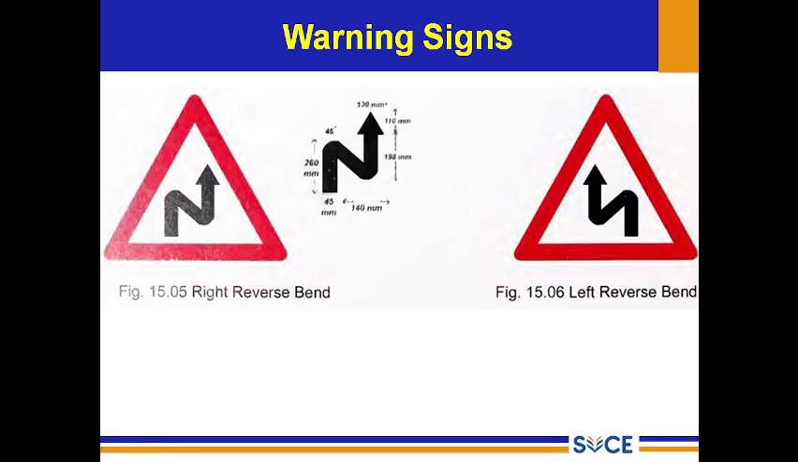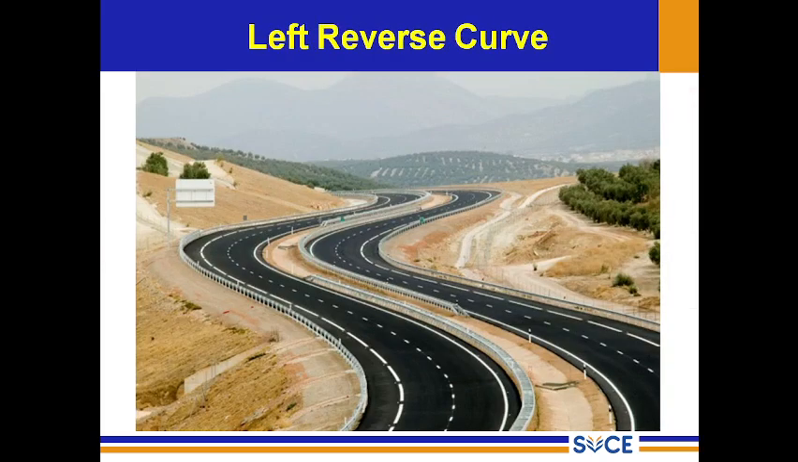Next, the reverse bend curve. A curve is going in a zigzag manner. There is a right hand curve and then immediately a left hand curve, a reverse bend, a right and left combination or left and right combination. That kind of curve is indicated by this symbol. This is also giving a warning to the road users. Here you can see a typical left and right hand curve combination in this picture.